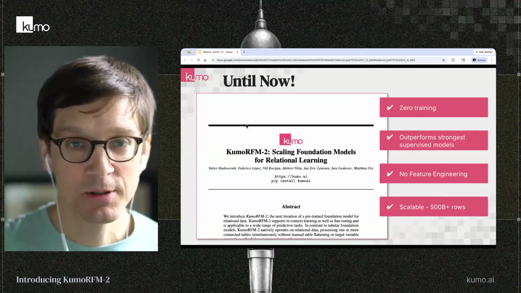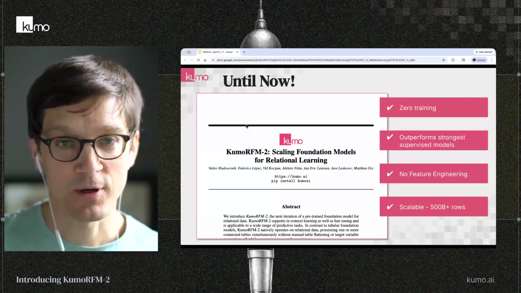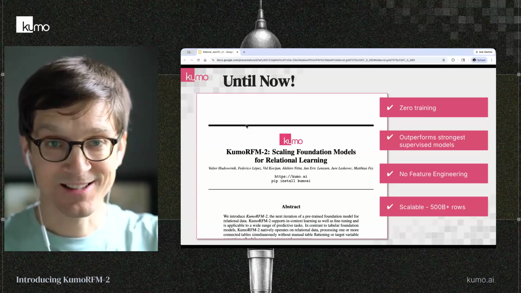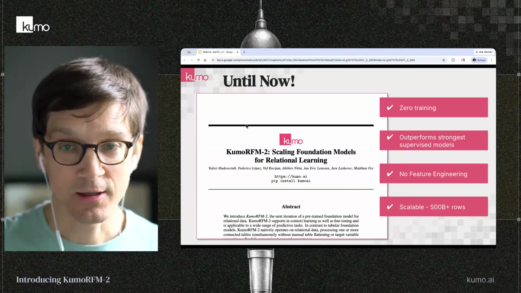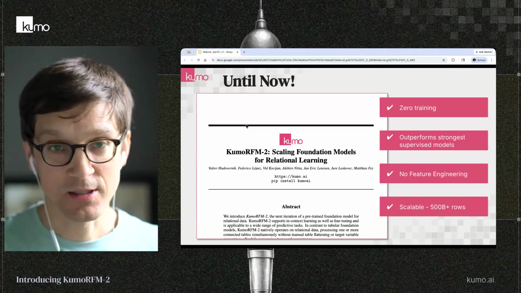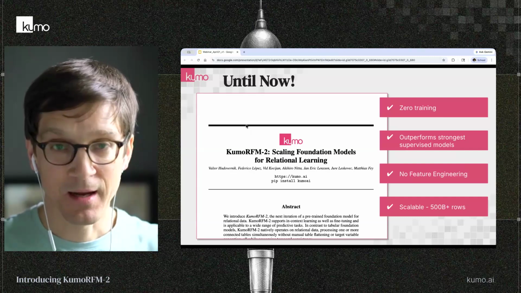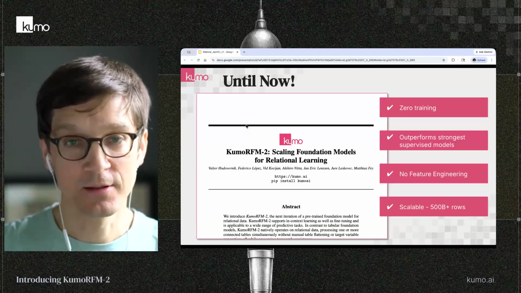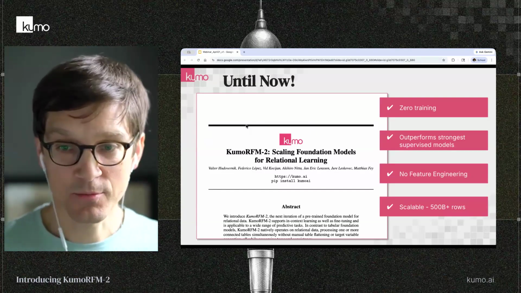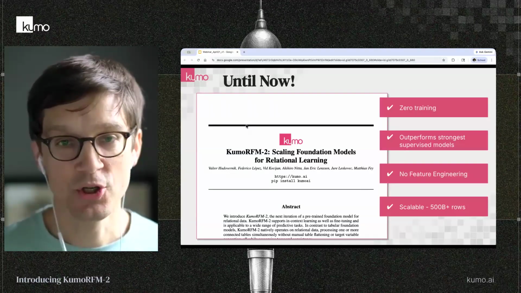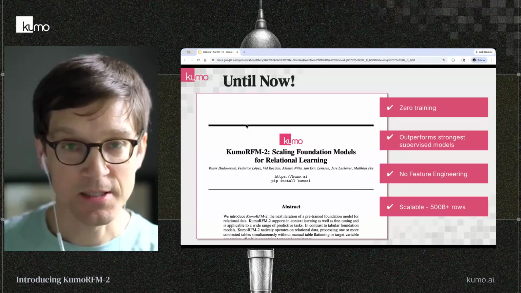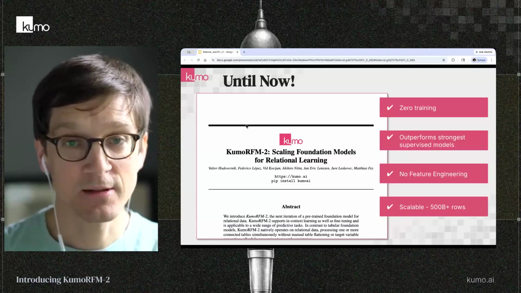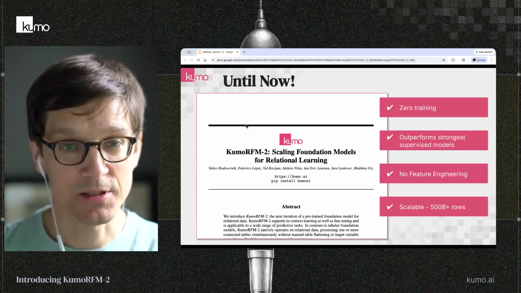So what we have developed is Kumo RFM, which stands for relational foundation model. Relational meaning it's a purpose-built neural network architecture that can reason over structured relational data. The point is that this is a pre-trained model that can adapt to any database, any schema, any set of different tables and outperforms strongest supervised models, no feature engineering needed, and it's very scalable. It can scale to 500 plus billion rows, no problem, right? So even the largest enterprise data can be dealt with this model.